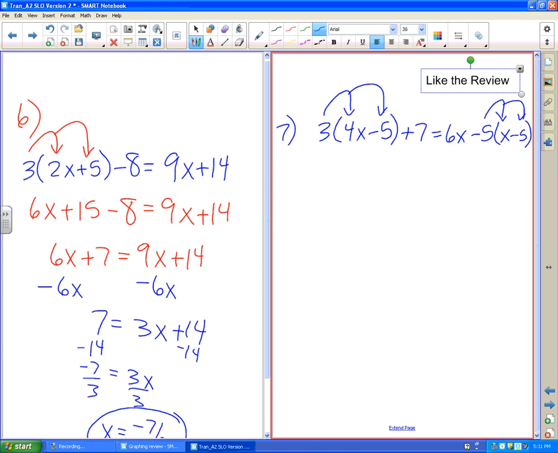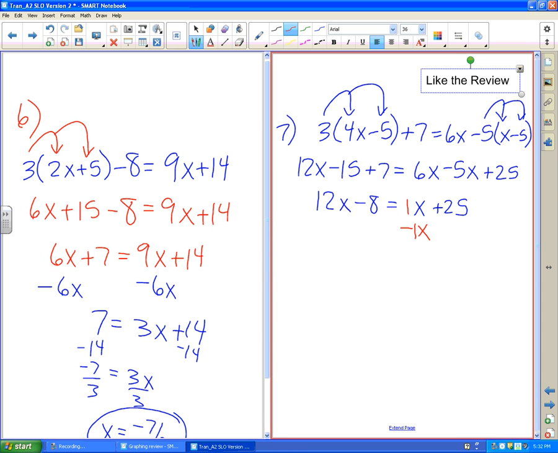Distribute in those numbers. 12x minus 15 plus 7 equals 6x minus 5x plus 25. Combine like terms. We get 12x minus 8 equals x plus 25. Subtract the smaller x from both sides. Minus x, that's a 1x. Add 8. So we get 33. Divide by 11, x will equal 3.